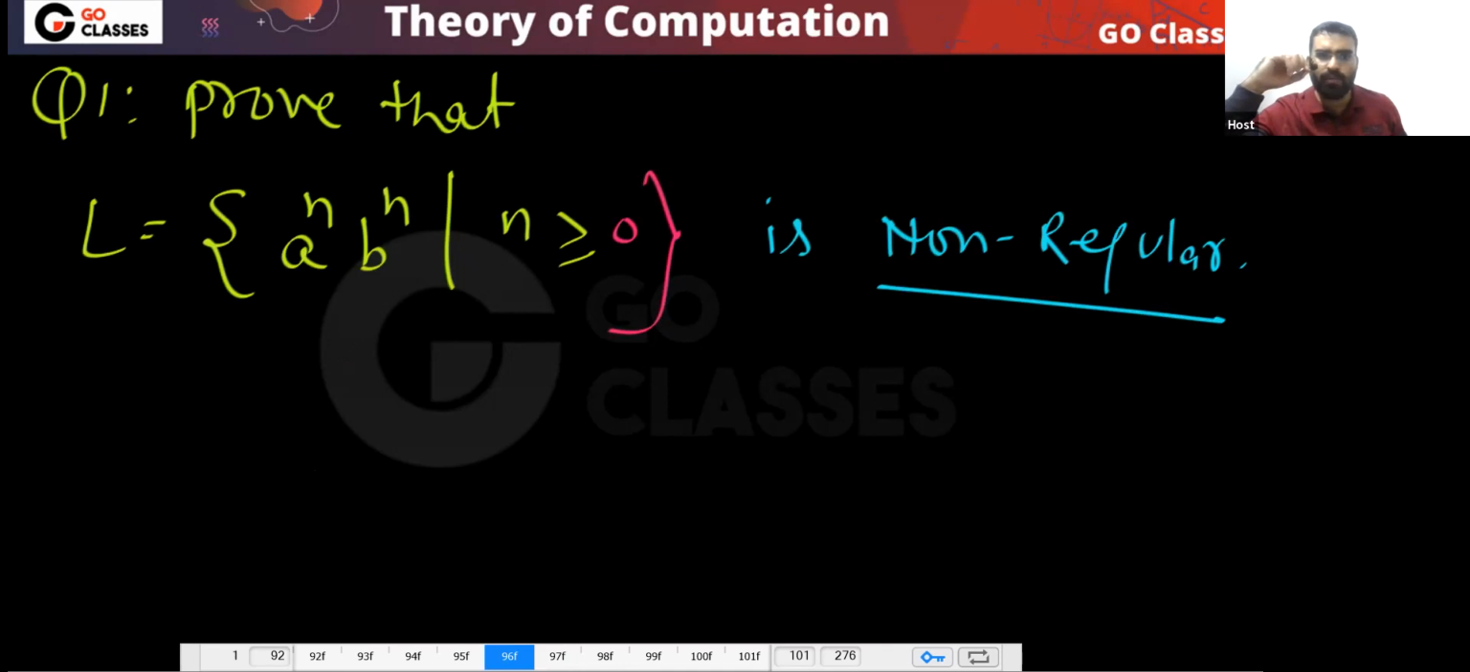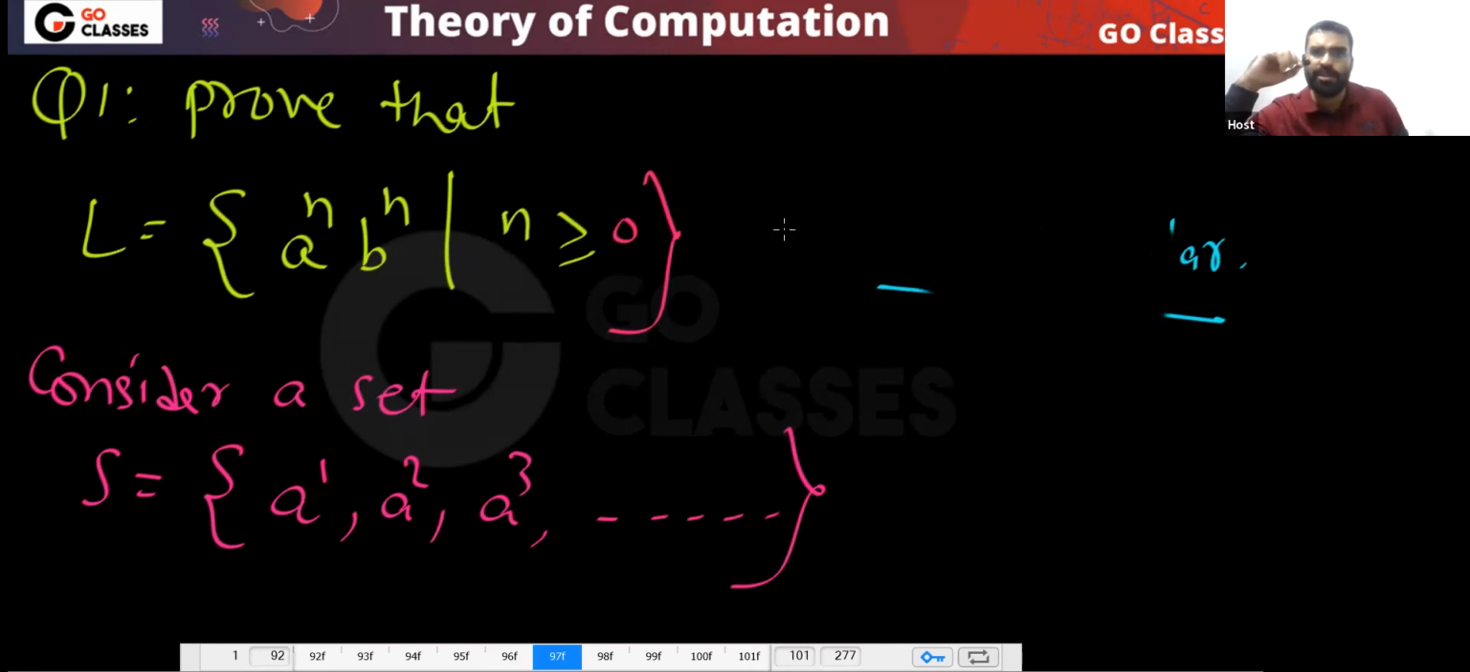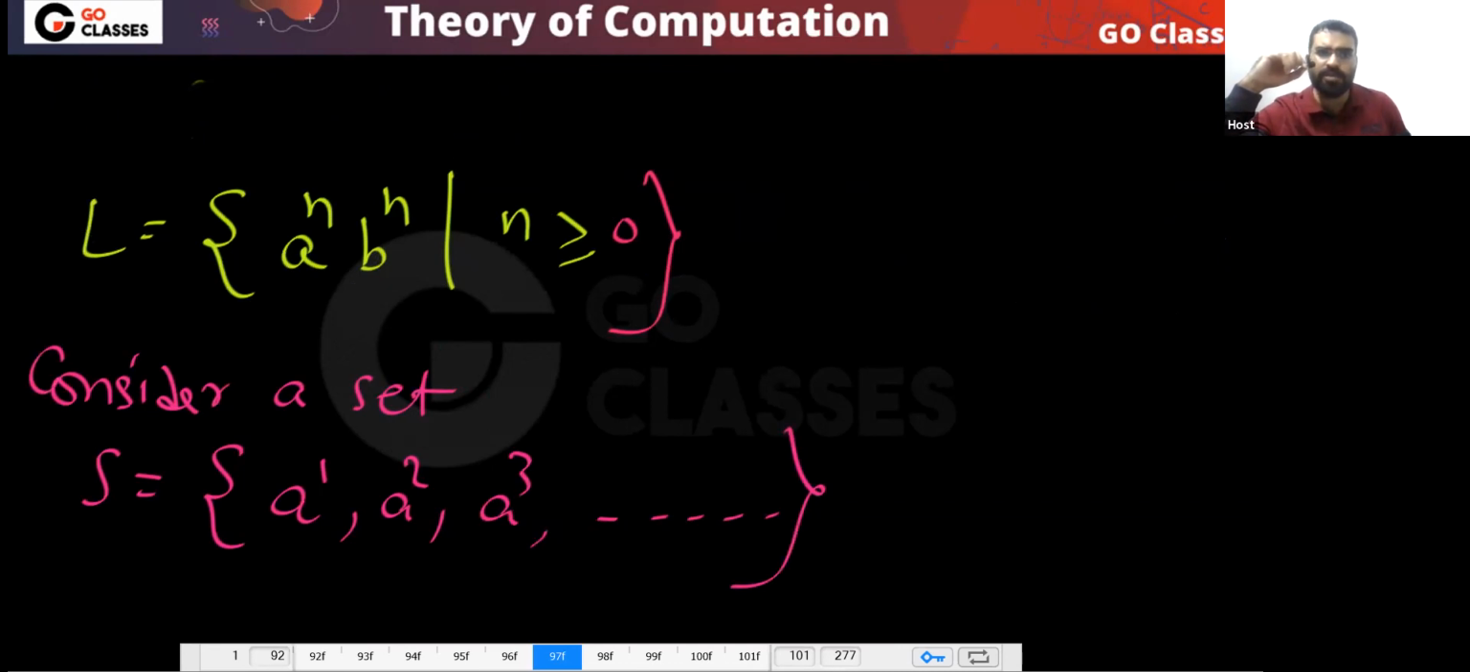Okay. So I want to prove that this is non-regular. So what I will do, I am randomly creating a set. Consider a set S. So consider this set: a power 1, a power 2, a power 3, and so on. This is an infinite set. Now tell me, is it possible? Okay, so let me assume, to prove that this is non-regular, that there is a DFA. For a moment, assume there is a DFA.